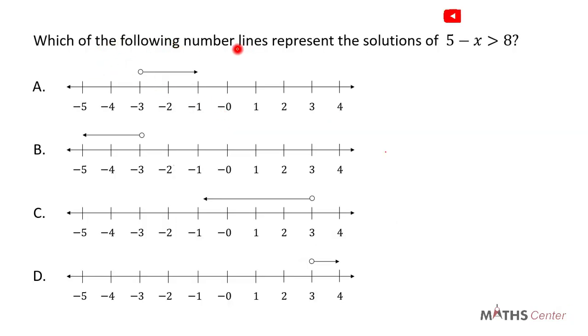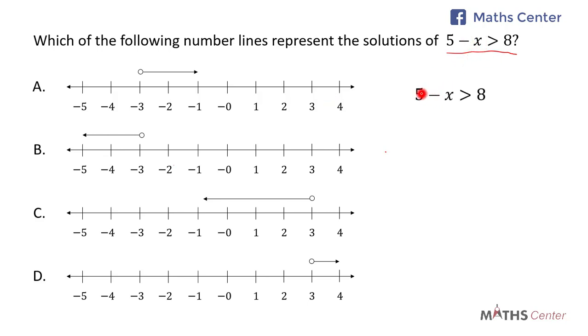Which of the following number lines represent the solutions of 5 minus x is greater than 8? This is a multiple choice question, and so we will solve the question, and then after that we will pick the correct option. So the solution of this inequality is illustrated on a number line. The question wants us to find which of the number lines will represent the solution. Let's begin by solving the inequality.